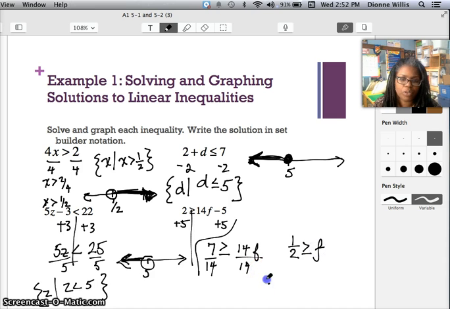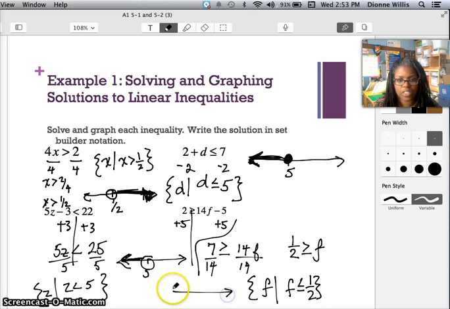Now for set builder notation, this doesn't exactly work. I need to kind of flip it around because f is my subject. So f is less than or equal to 1/2. And this is just me moving things around. So I'm kind of reversing the whole situation, but maintaining the inequality as it is. And of course, my number line situation looks as we would expect.